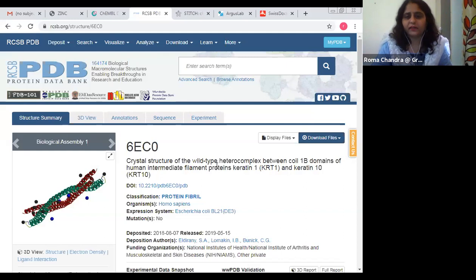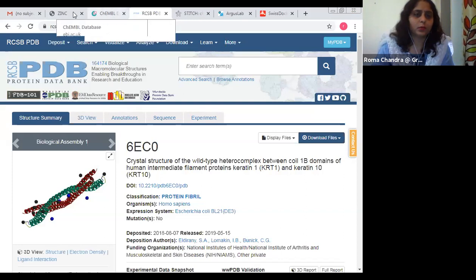If you do not have the structure of the protein you are considering as your receptor in the Protein Data Bank, you can easily go to Swiss Model and construct your three-dimensional structure, or you can use Modeller as well to construct the three-dimensional structure for your protein. So this is the case where we are considering proteins.